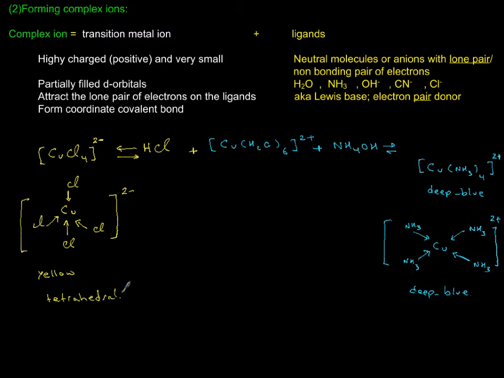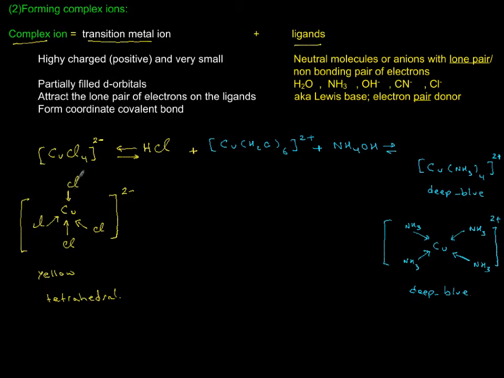So what I want you to remember from this slide is: what is a complex ion? It's a combination of a transition metal and ligands. What are ligands? Molecules or ions rich in electrons, with non-bonding pairs of electrons. What do they form? Their affinity, their attraction, is a new bond known as coordinate covalent.